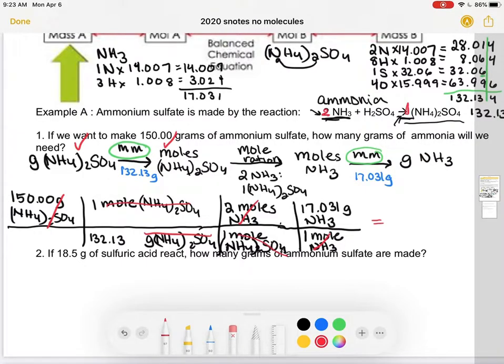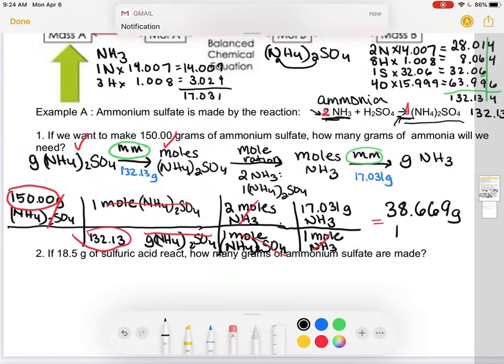Okay, so put this in your calculator, see what you get. Remind yourselves about the sig fig rules. Okay, this number here had 5. This has 5. The mole ratio does not count, so our answer can actually have 5 sig figs. Okay, so what I got as an answer, and I hope you did too, is 38.669 grams of NH3.